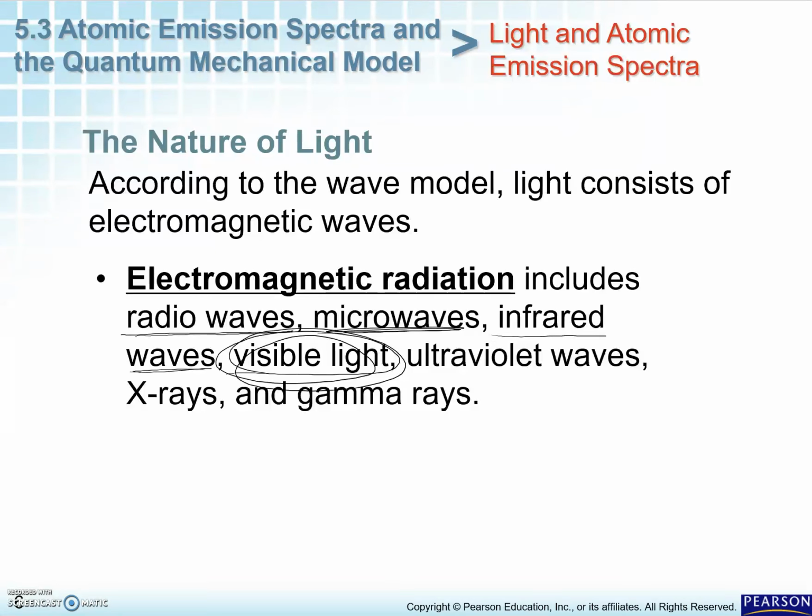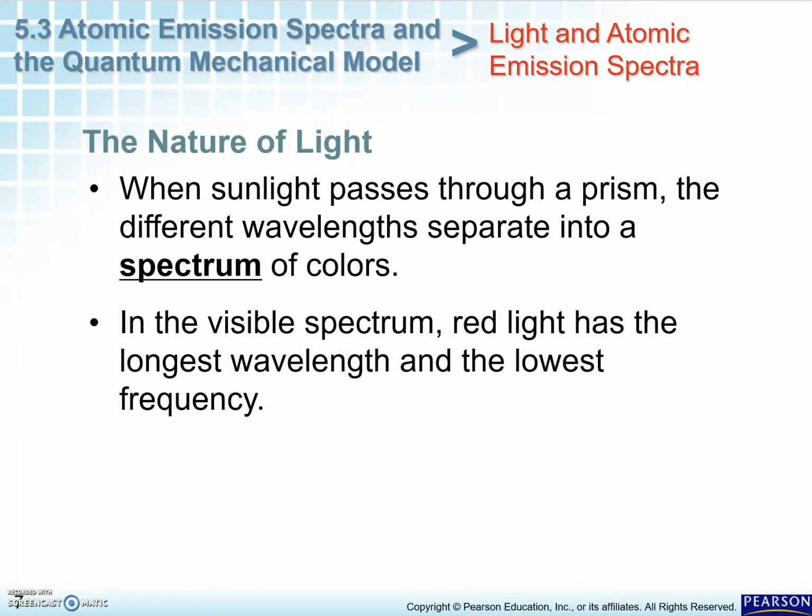That's my favorite part. Finally, we get ultraviolet waves. That is the stuff that gives you a sunburn. X-rays let you see your bones, and gamma rays are used in things like chemo radiation. Whenever you have these different wavelengths, you are also going to get a spectrum of colors.